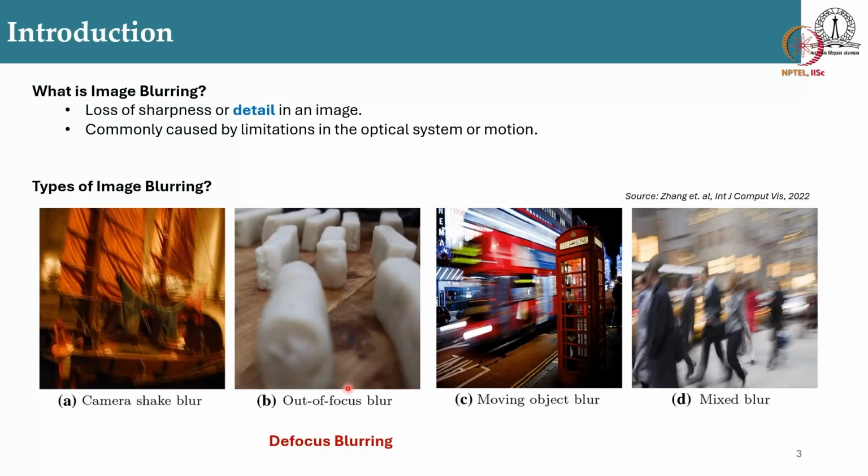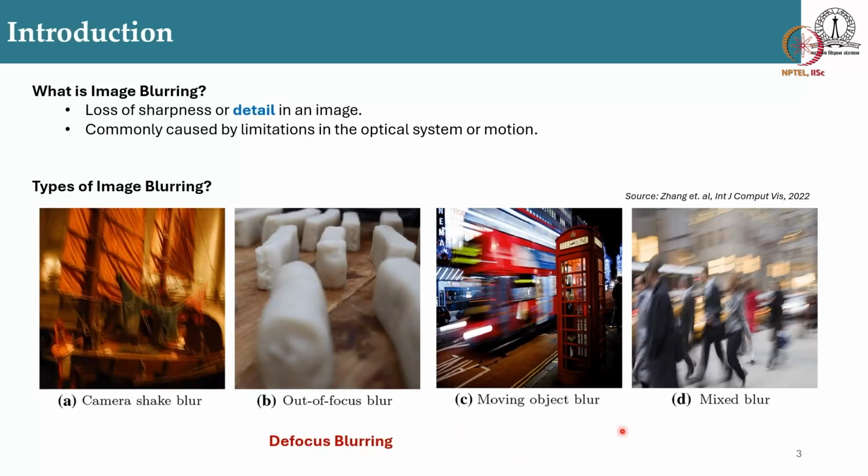This is also a very common kind of blurring, and most people might be aware of it. We will discuss why this happens, and what kind of information is available in such blurred images which we can use to get some quantitative estimates. That will be the major focus of this part of the course.